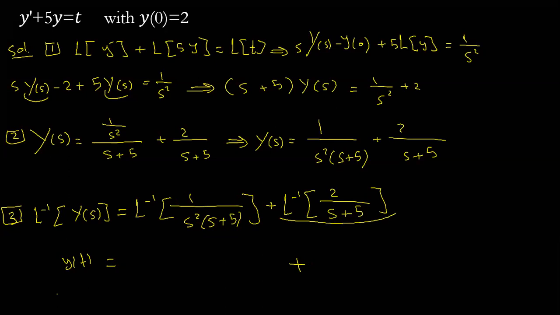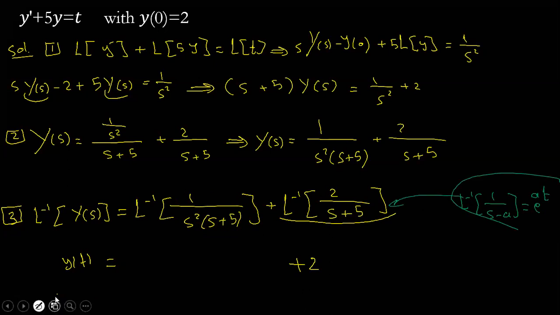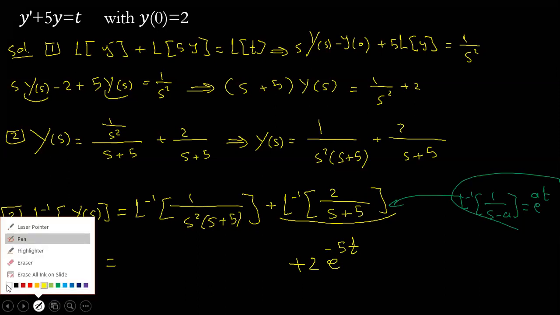The 2 is constant, take it out. I remember the rule. Let me use another color to write the rule. I remember Laplace inverse of 1 over S minus a is given to be e to the a t. Can I apply this rule for this fraction? What do you think? Yes, e to the negative 5t. Great. So 2e to the negative 5t. What about this one, Professor? How to do this one now?